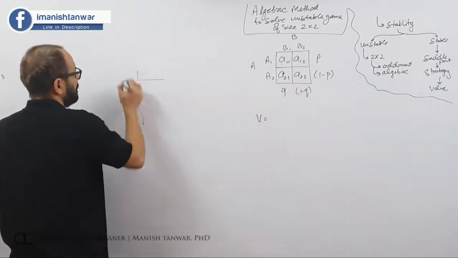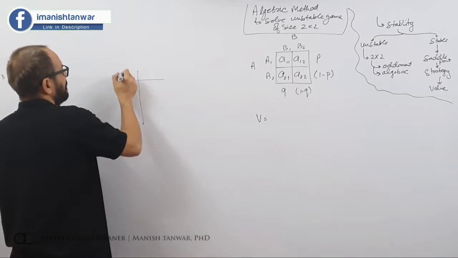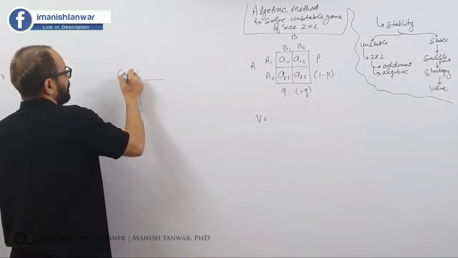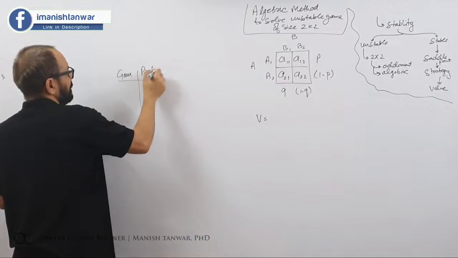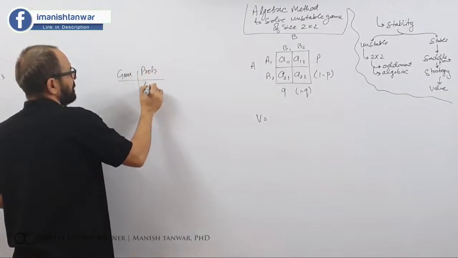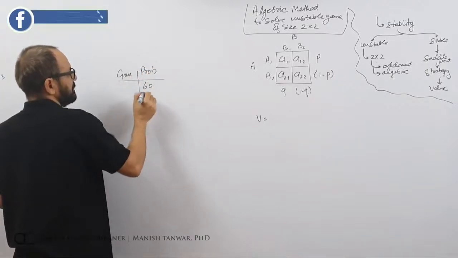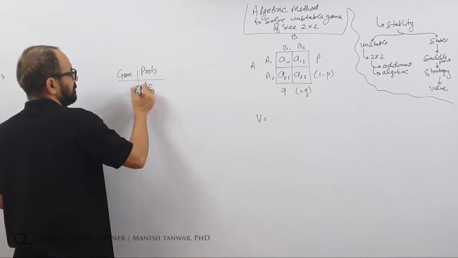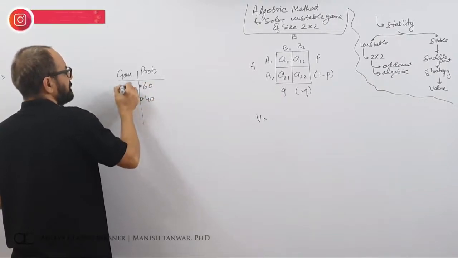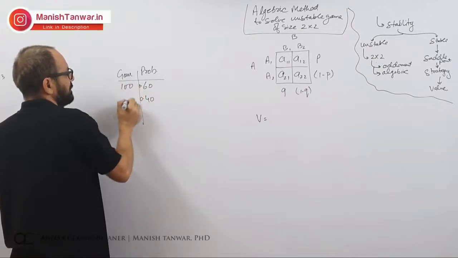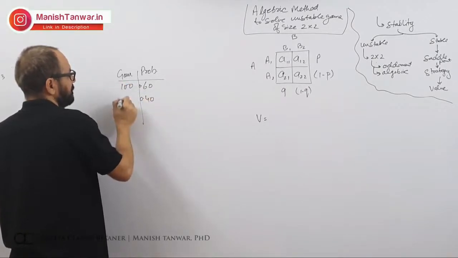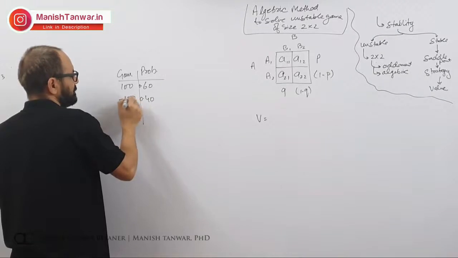If you have studied probability, you would have studied that gain in probability. If there is a 60% chance and a 40% chance, let us say 0.6. If there is a 60% chance of winning 100 rupees and there is a 40% chance of losing 100 rupees.